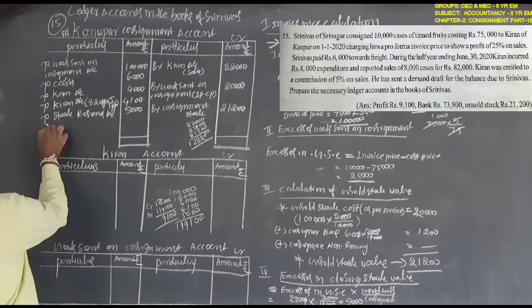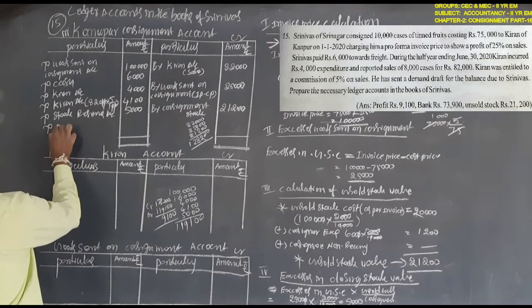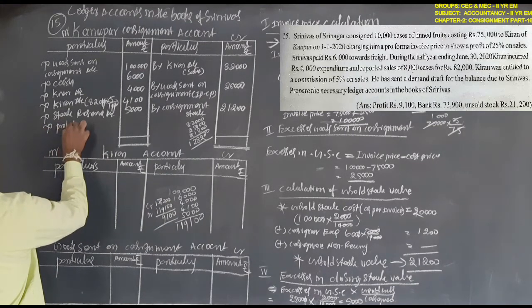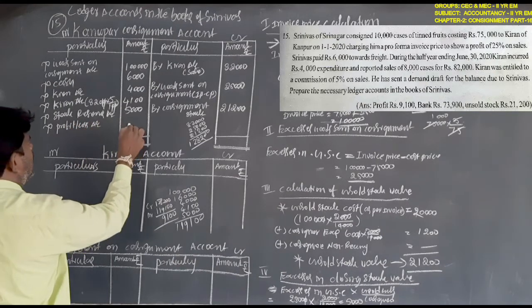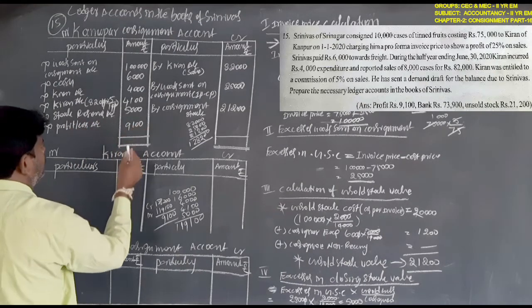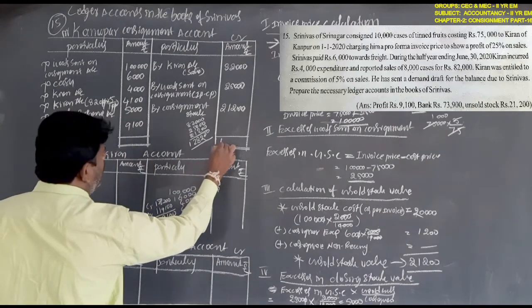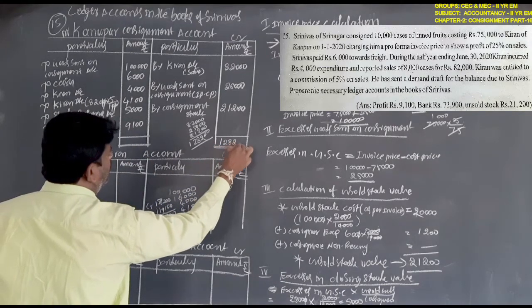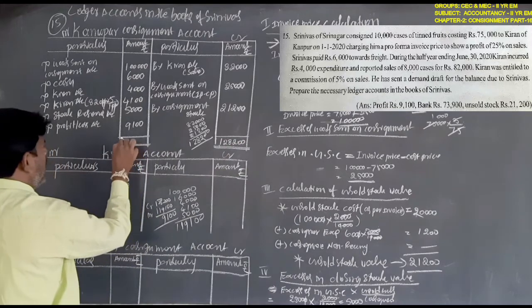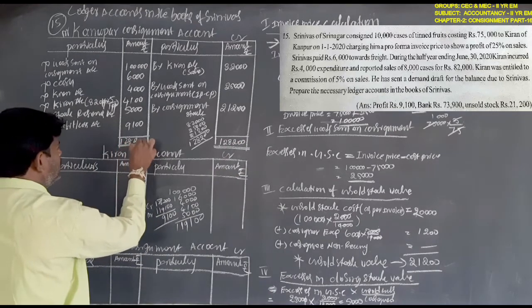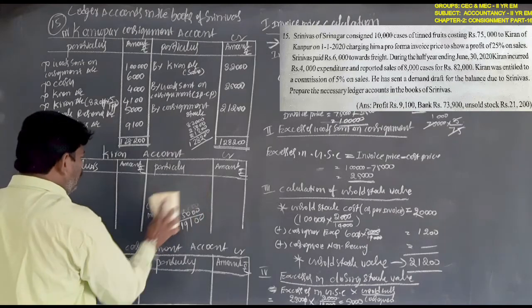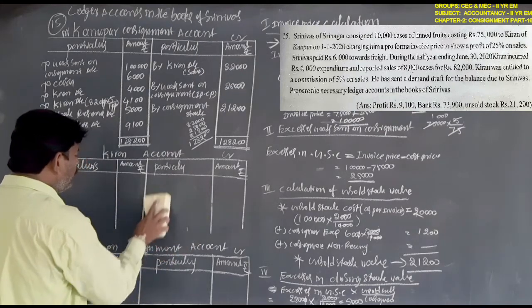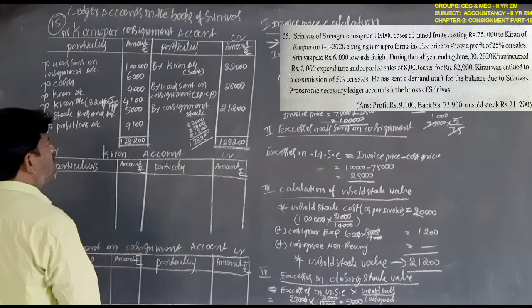So you have to write here only profit or loss account, 9,100 rupees. Here 1,28,200. Here 1,28,200 rupees. This is the problem.